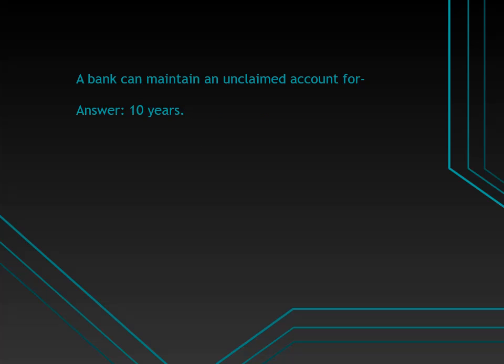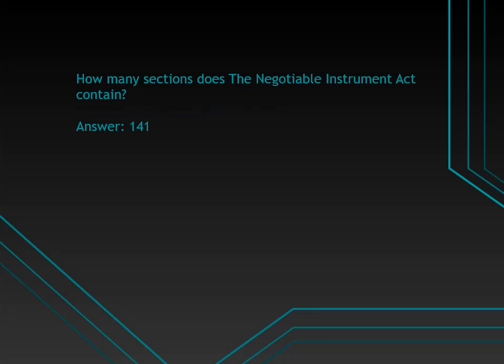A bank can maintain an unclaimed account for? Answer, 10 years. What is the size of an MICR cheque? Answer, 7.5 inches by 3.5 inches. How many sections does the Negotiable Instruments Act contain? Answer, 141.